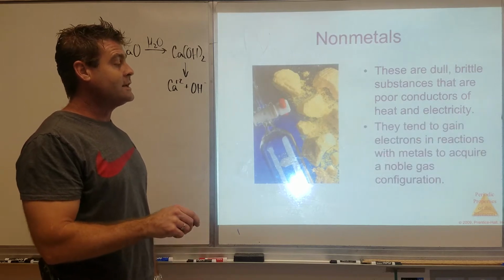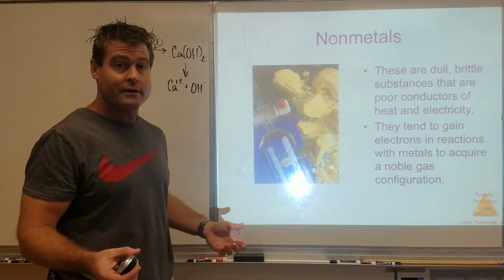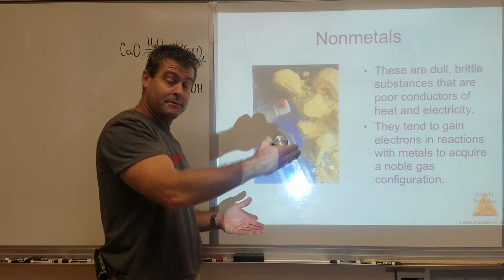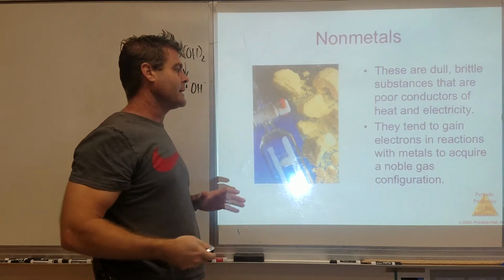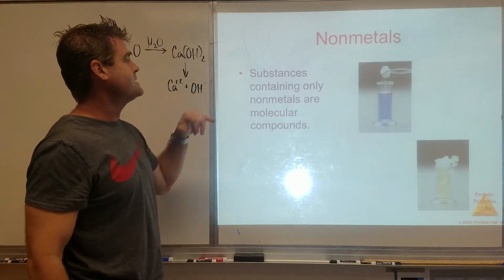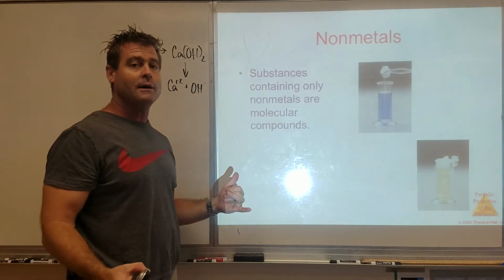They tend to gain electrons in reactions with metals to acquire a noble gas configuration. You guys remember that? We were saying halogens tend to acquire a -1 charge by gaining 1 electron, so they now have a filled outer shell like the noble gases. Substances containing only nonmetals are called molecular compounds, right?